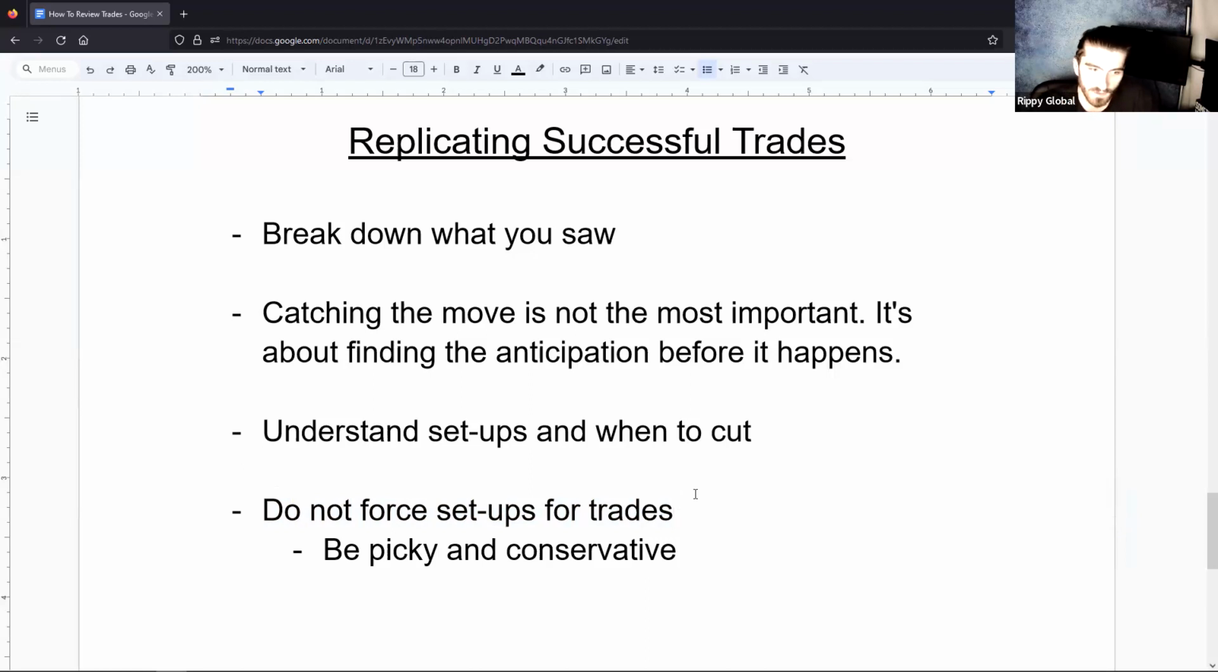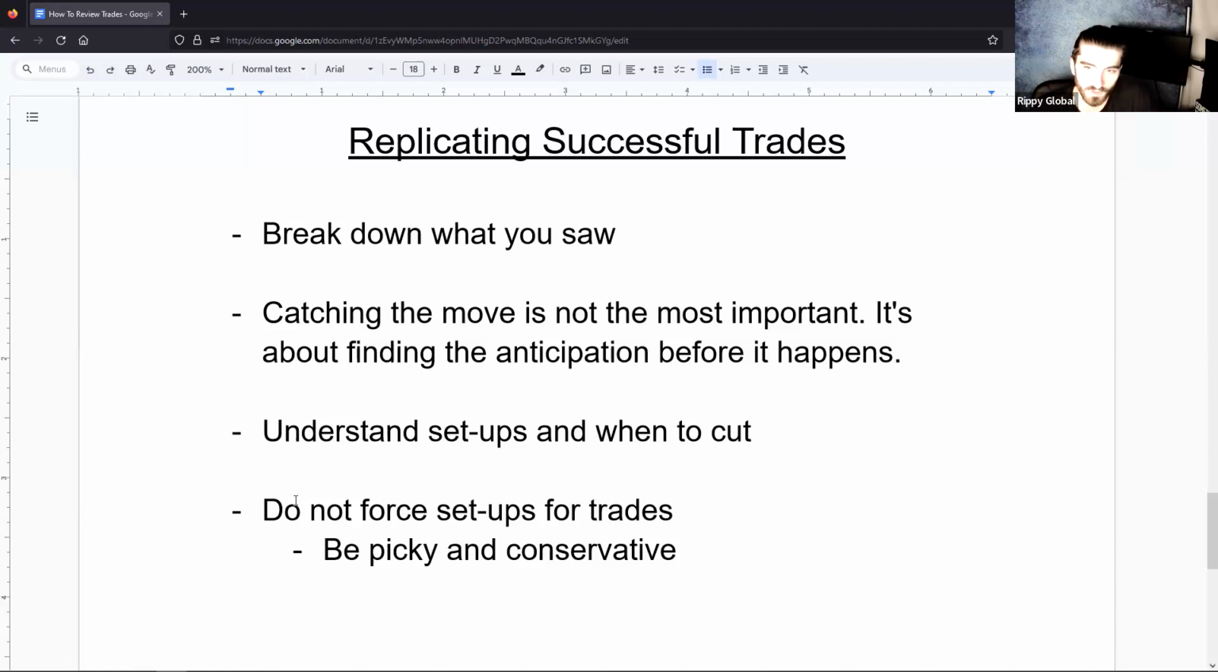You're forcing a setup based off your emotions of this could be the one, or maybe, oh, this setup looks too good to be true. Maybe you want to reevaluate, look at it from a different perspective, maybe zoom out on the time frame to see if you're missing something that you may not have caught right away.